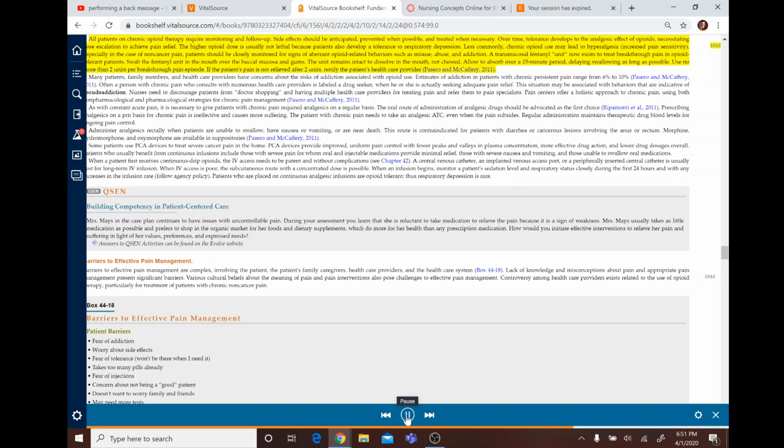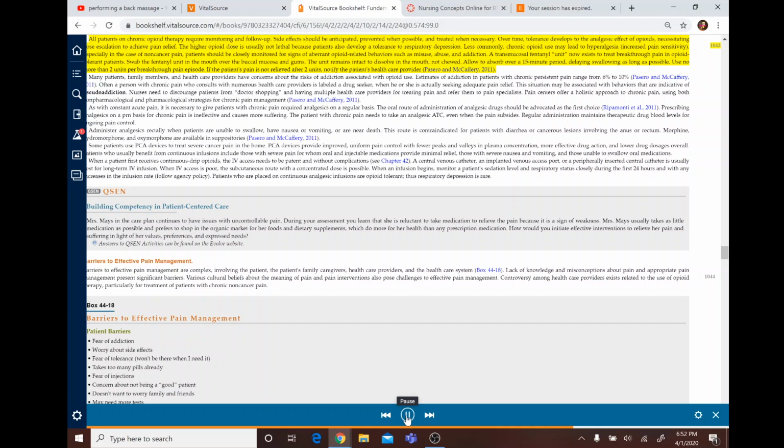The higher opioid dose is usually not lethal because patients also develop a tolerance to respiratory depression. Less commonly, chronic 1043 opioid use may lead to hyperalgesia, increased pain sensitivity. Especially in the case of non-cancer pain, patients should be closely monitored for signs of aberrant opioid-related behaviors such as misuse, abuse, and addiction. A transmucosal fentanyl unit now exists to treat breakthrough pain in opioid-tolerant patients. Swab the fentanyl unit in the mouth over the buccal mucosa and gums.